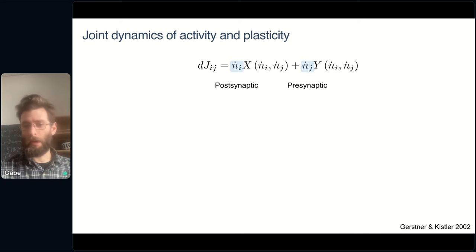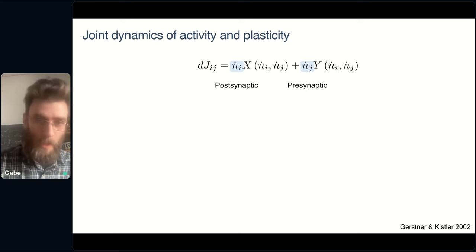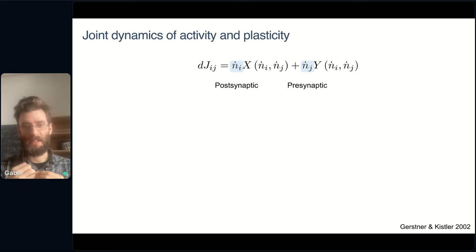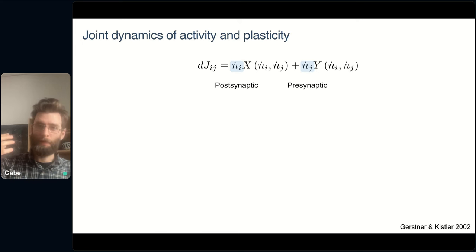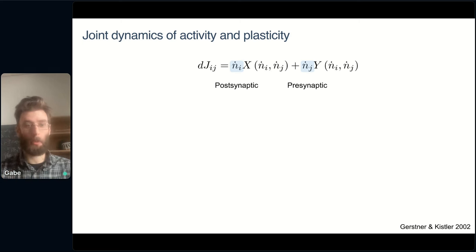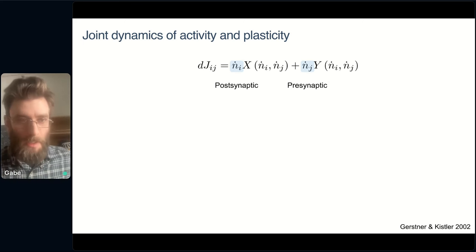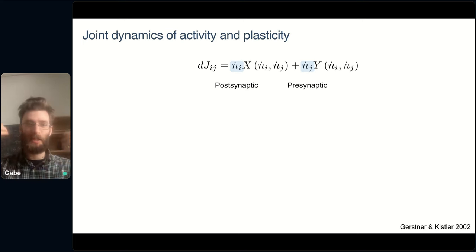So back in 2002, Gerstner and Kistler suggested that we view these complicated dynamics of synaptic plasticity as basically some functionals, right? We have some changes in the synaptic weight, dJ, of the synapse from neuron j to neuron i. There are changes triggered by postsynaptic spikes, where n_i is the spike train of neuron i, and changes triggered by presynaptic spikes. And when either of those spikes happens, maybe there's some variable at the synapse, a presynaptic variable or a postsynaptic variable, which tells the synapse whether to potentiate or depress and how much so. Those variables, X and Y, are themselves functionals of the history of pre- and postsynaptic activity.